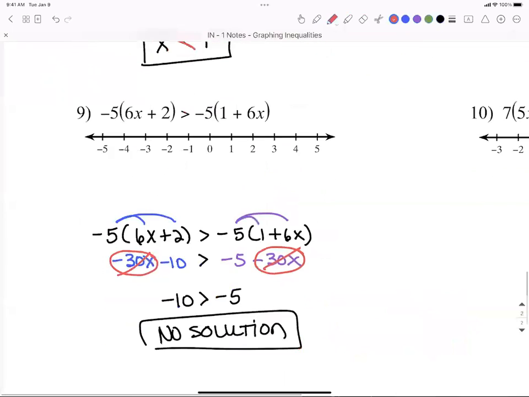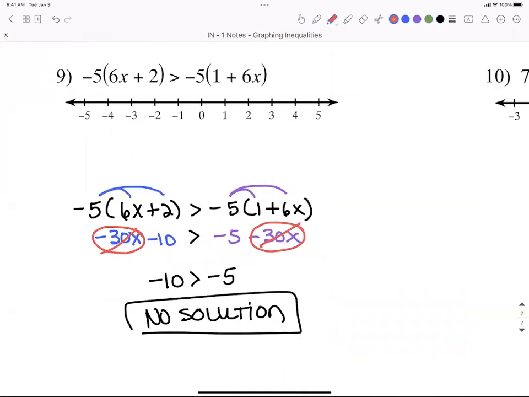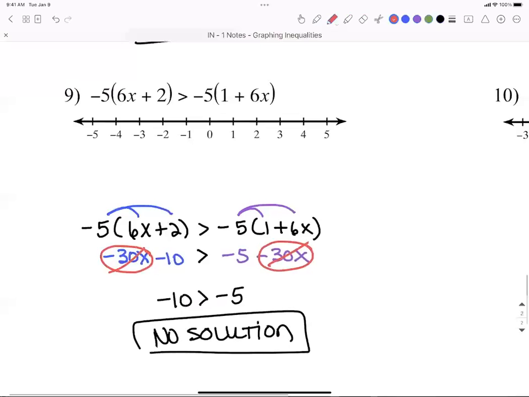All right, number 9, after we did all the work, we got a no solution because -10 is not greater than -5. That's untrue, right? So it's no solution. If you think about what graphing is, it's shading every number on the number line that is a solution. Do we have anything to shade? Nope, so the graph is done. Okay, there is no graph for a no solution because there is nothing to shade because there's not a single number on the number line that makes this true. Okay? So that graph's done like that.